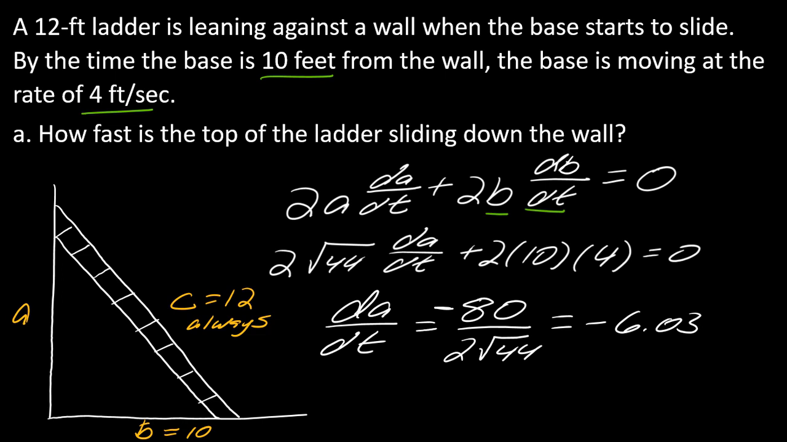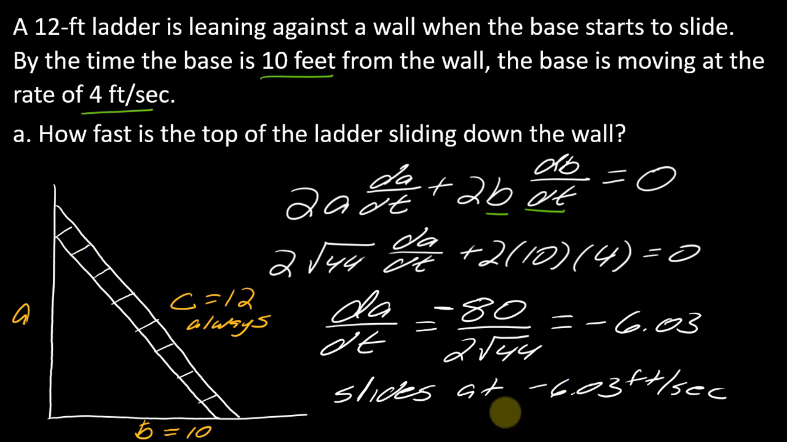All right, so now we just have to format that in the terms of this problem. So how fast? So this should be a rate, and we can actually rely on this feet a second to help us fill in the rate. So it slides down at negative 6.03 feet a second. Now the fact that it's negative, that's fine because it's a rate, and the negative is what indicates that it's actually sliding down, so that's all good. So that's the first part of this.